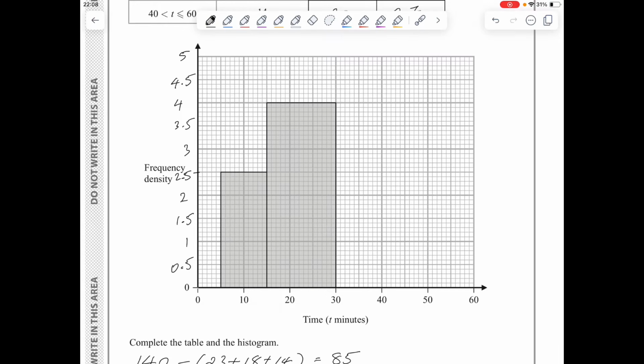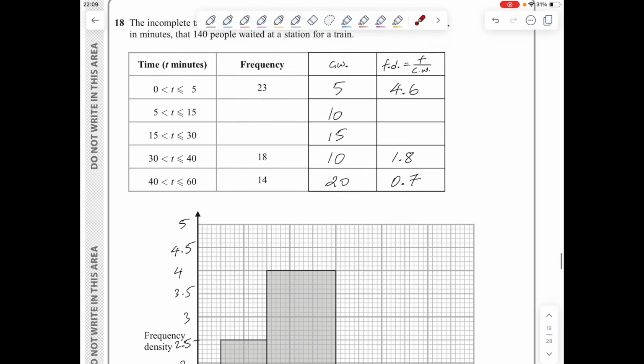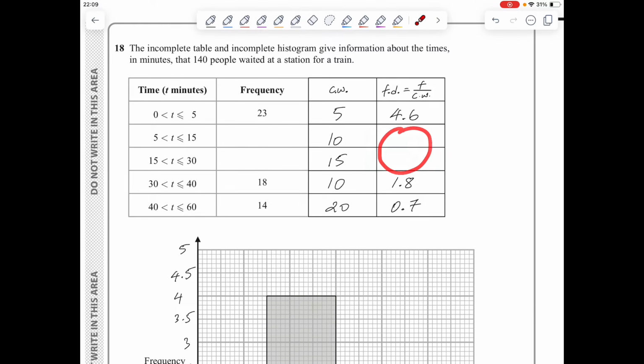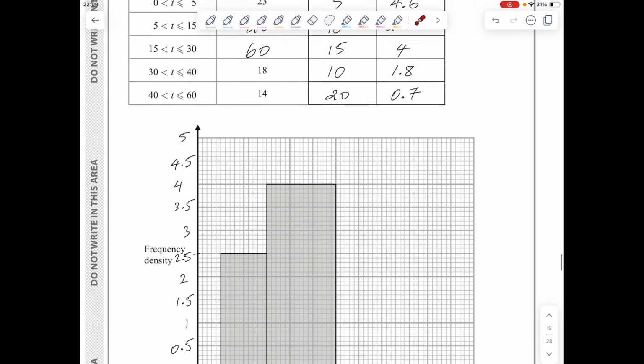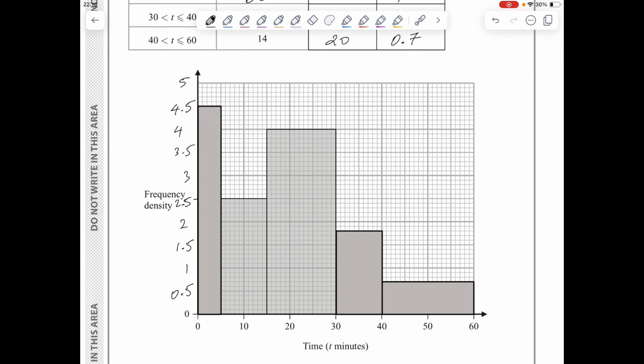Now that I have completed the scale on the vertical axis, I can read the height of this bar as well. So if I go to my table, the two missing frequency densities are 2.5 and 4, and if I multiply this and this, I will get the frequencies, which is 25 and 60. Finally, I can use the frequency densities of the first and last two categories to plot the missing bars. And that's how the complete histogram looks.